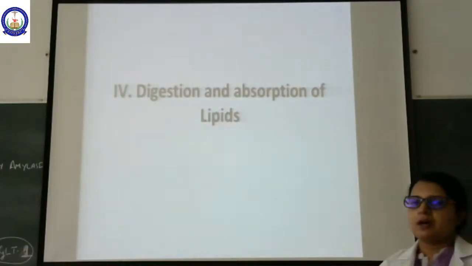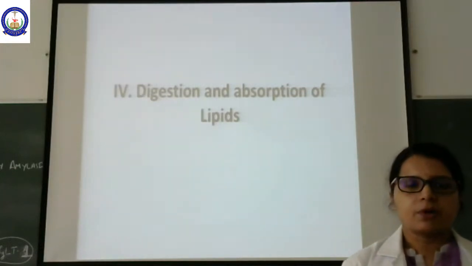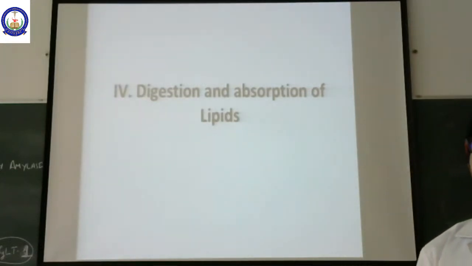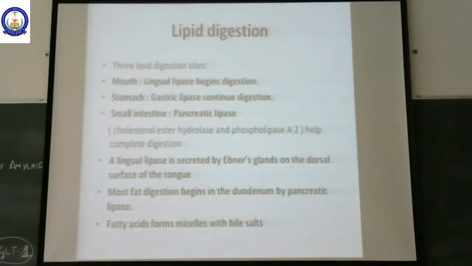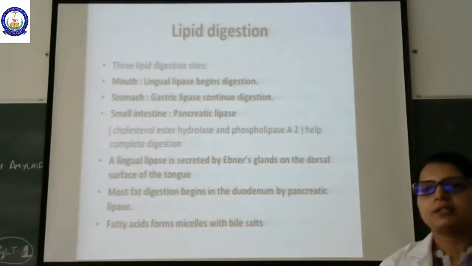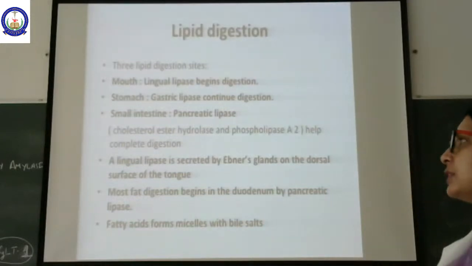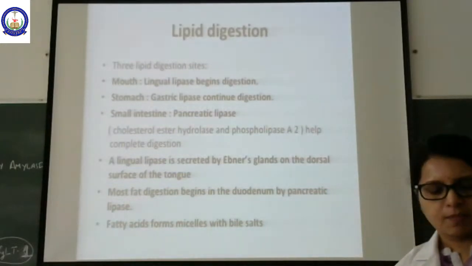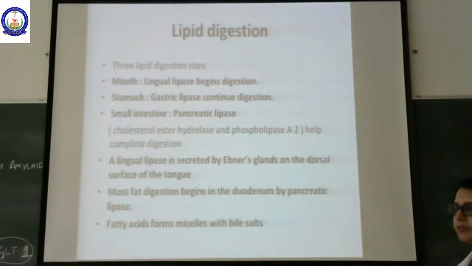So the third important nutrient which needs to be absorbed is fat. Okay. So let's see the digestion and absorption of lipids. This process is very complicated. Lipid digestion occurs in three different stages. It begins in the mouth, just like carbohydrates, because of the presence of the enzyme lingual lipase. The lingual lipase is present in the salivary juice, therefore the digestion of fats begins in the mouth itself.